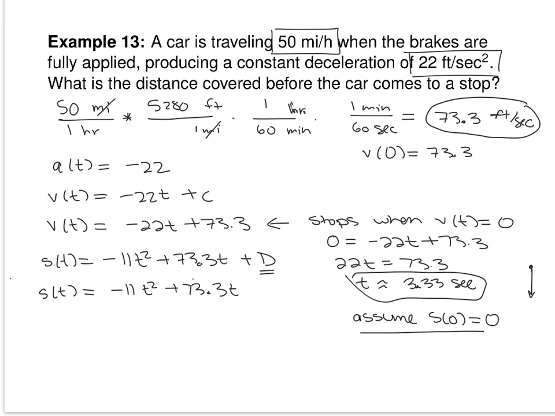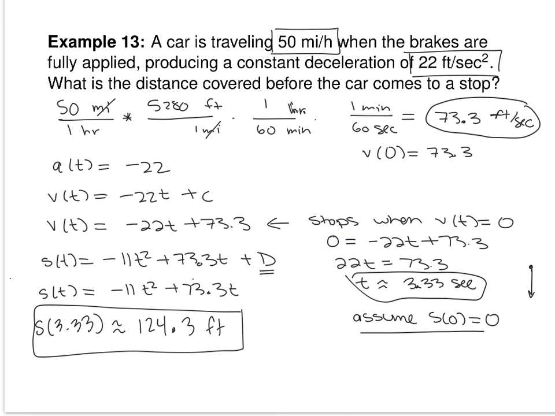And then can you now figure out how far the car goes 3.3 seconds later? Yeah, you just plug in 3.3, don't you? So you find S of 3.33, and that's about 124.3 feet. And it might just be because I'm really nerdy, but I think it's so cool that with only the initial velocity and the constant deceleration, you can figure out how far it takes you. I think that's kind of a neat question.